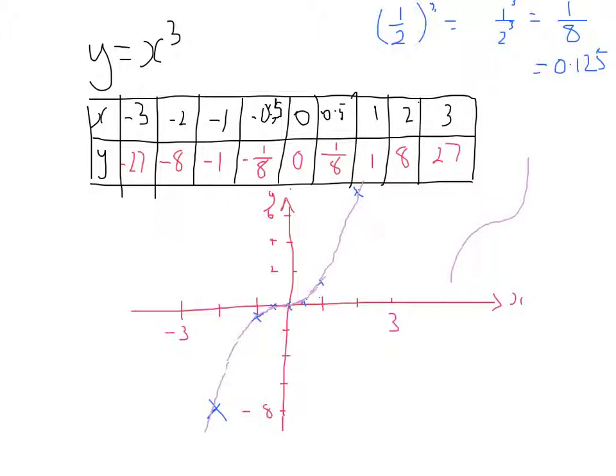Now we're going to move into translation. I'm just going to add another page here. So for a cubic graph, it does have a general form of y equals a, x minus h cubed. That's the general form of an equation. Then we go plus k on the end.